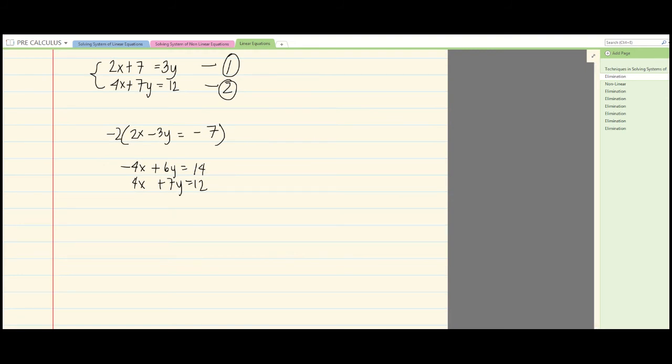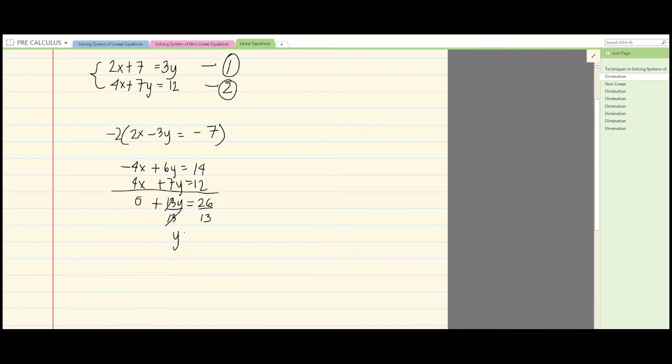Then we'll copy 4x plus 7y equals 12, so we have this one. Then we add the equations. -4x plus 4x is 0, plus 13y equals 26. Then we divide both sides by 13.